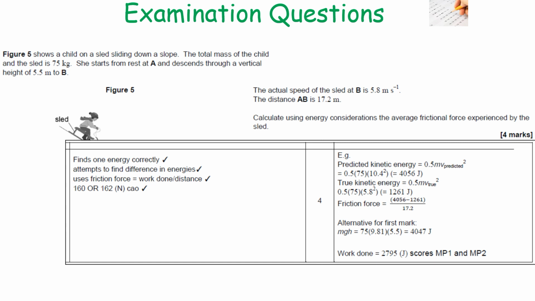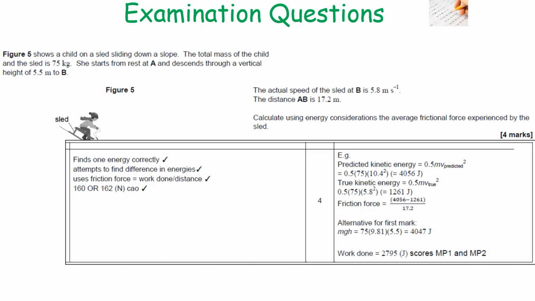We can then work out what the actual kinetic energy is by doing a half times by mass times by the actual velocity squared, which is 5.8. So we get our true kinetic energy to be 1,261. So therefore the work done due to friction must actually be the difference between the two values. So it's 4,056 minus 1,261. So that's going to be our work done due to friction.